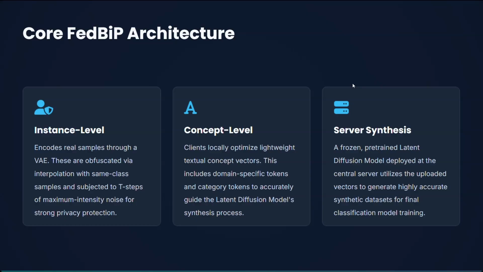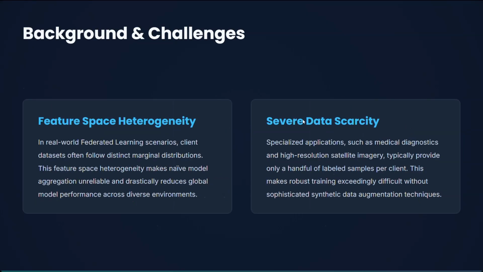First is feature space heterogeneity. All clients have different feature spaces, so different data. So combining them can be harmful for the global model. And second, there is severe data scarcity. Some clients will not have enough data to train the variational autoencoder.